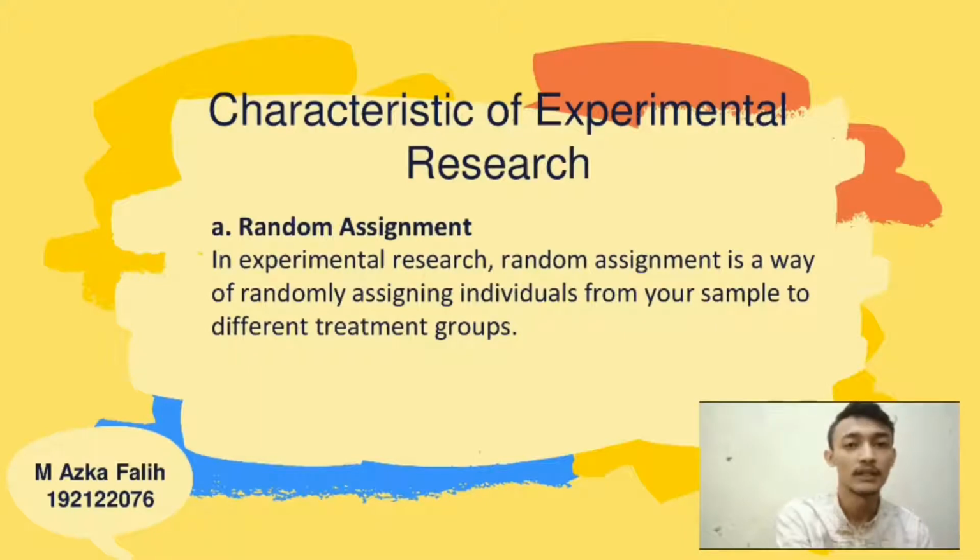I want to explain about the characteristics of experimental research. First is random assignment. Random assignment is the process of assigning individuals at random to different groups in an experiment. The purpose of random assignment is to ensure that groups receiving different treatments are reasonably equal or similar in any way that could possibly impact the outcome.